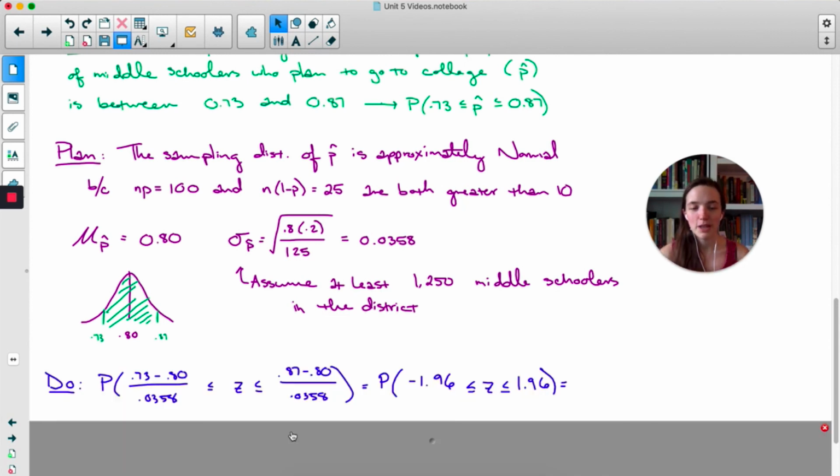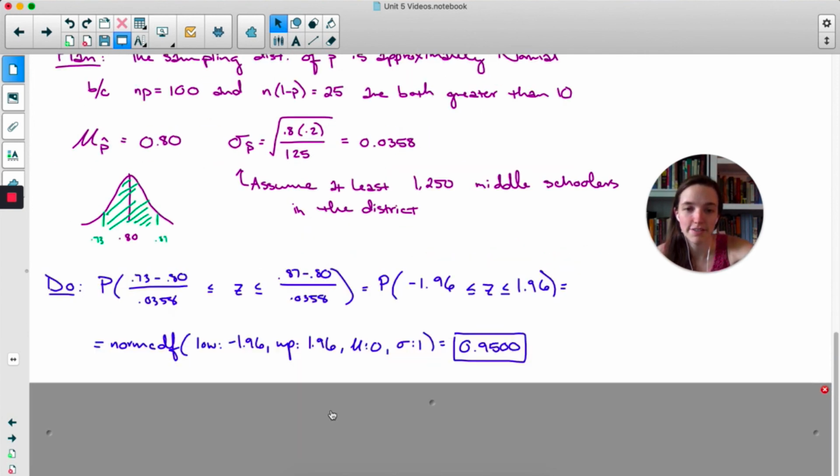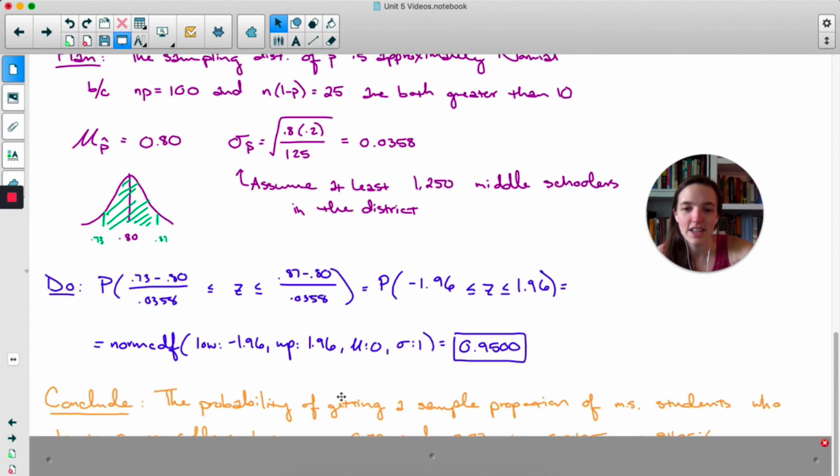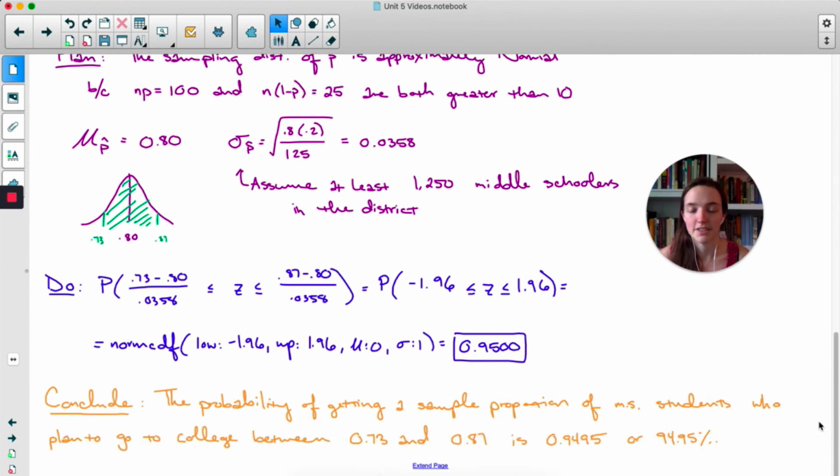Now when we get to the do step, you can actually calculate the z-scores and plug them into normal CDF. I'm not going to go through that in detail. And then in the conclusion, make sure you include context when you are stating the answer. The probability of getting a sample proportion of middle school students who plan to go to college between 0.73 and 0.87 is 94.95%. There's a really good chance that p hat is between 0.73 and 0.87, which makes sense. That's a very wide range.